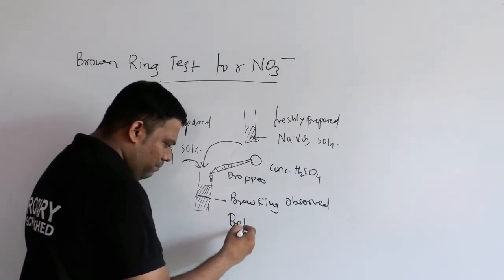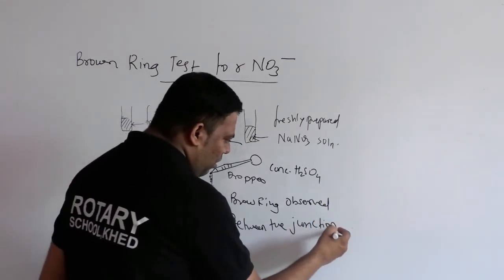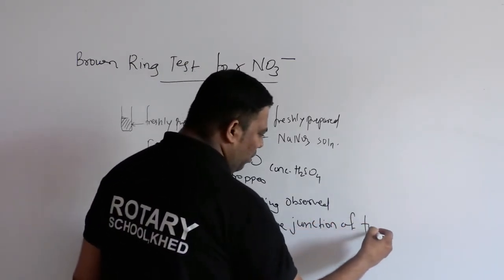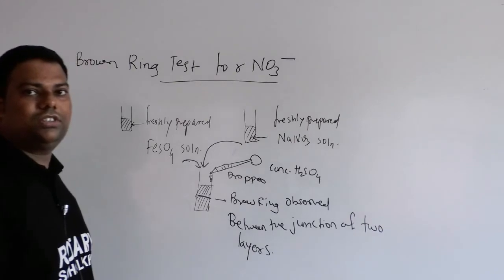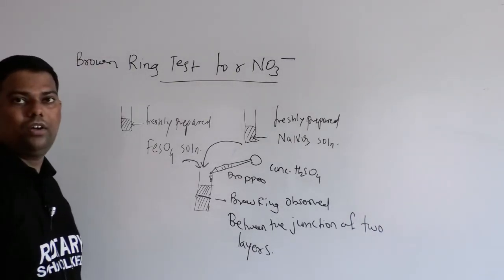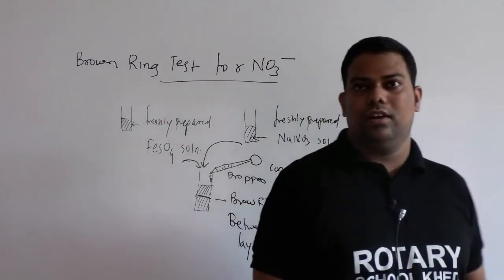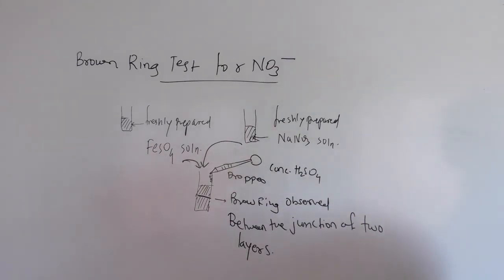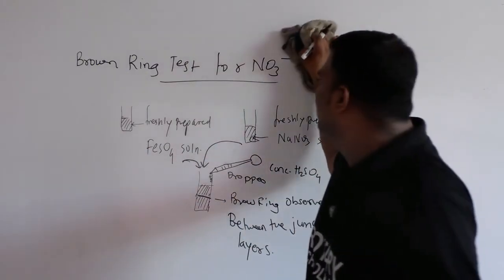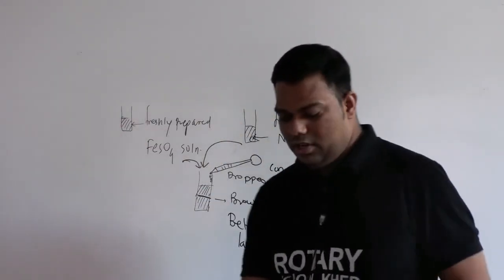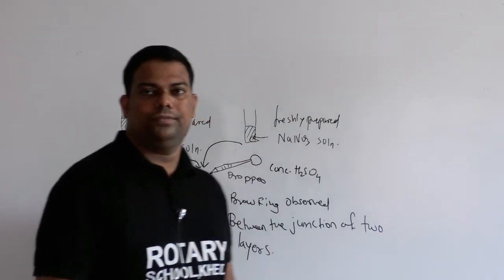A brown ring is observed between the junction of two layers. Now we will discuss the reaction. Are you ready with this? We can write the reaction here, then you will come to know what is actually going on.